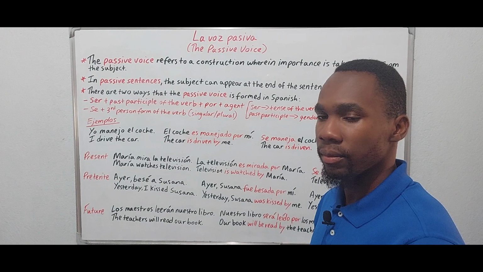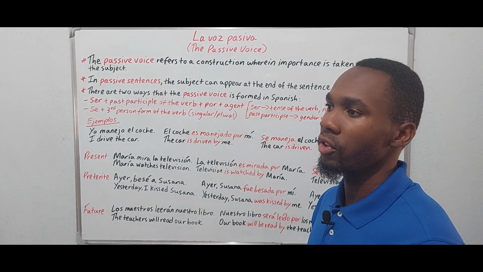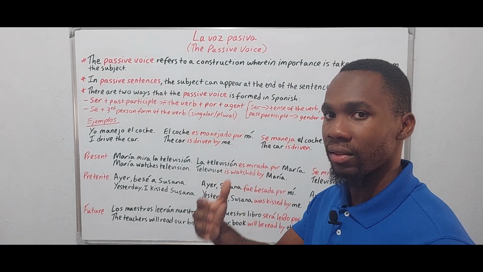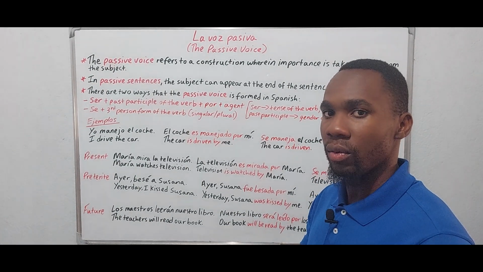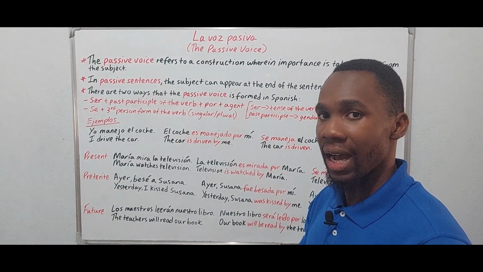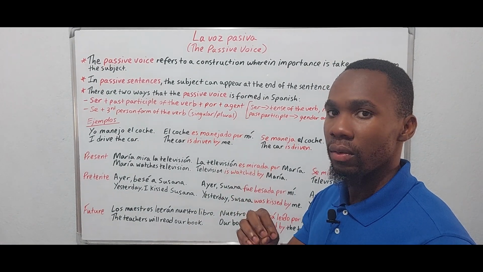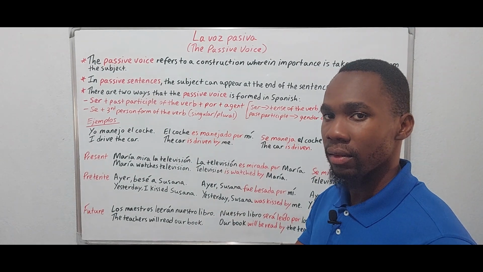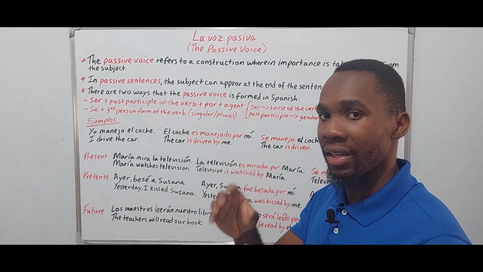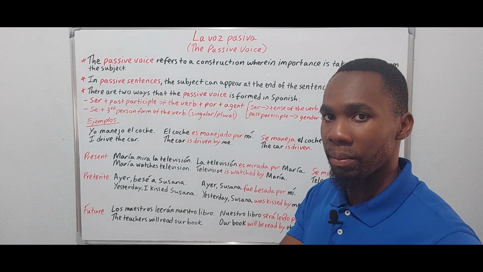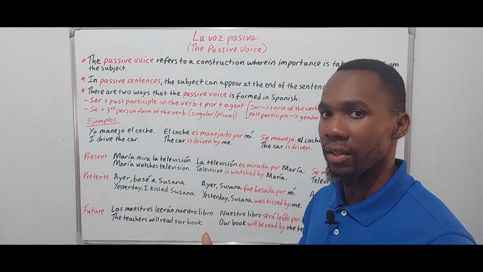So when I say voice, what do I mean? Voice, voz, refers to the way in which the subject is expressed in a sentence. If the subject appears at the start of the sentence, then the sentence is said to be in the active voice, la voz activa, okay? Because traditionally, we express sentences like that. Subject, verb, object. So when we place emphasis on the subject, it appears at the start, right? So when I say voice, that's what I mean.